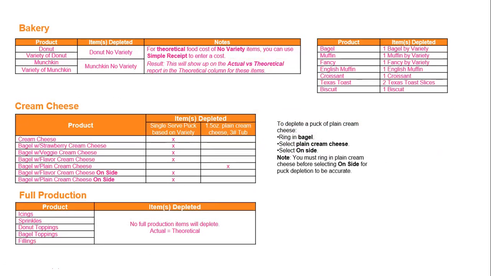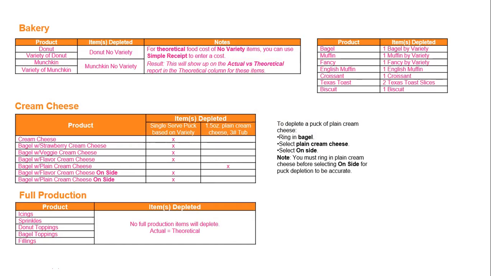At the top, you see bakery. Donuts, they do not deplete by variety. So they are automatically going to deplete what's called no variety in the system. I know your leadership team has already discussed how to price those in the system. So as you're depleting those no variety donuts, it also has a cost associated with it. So no worries there. I know they've taken care of that, or they're working on that.